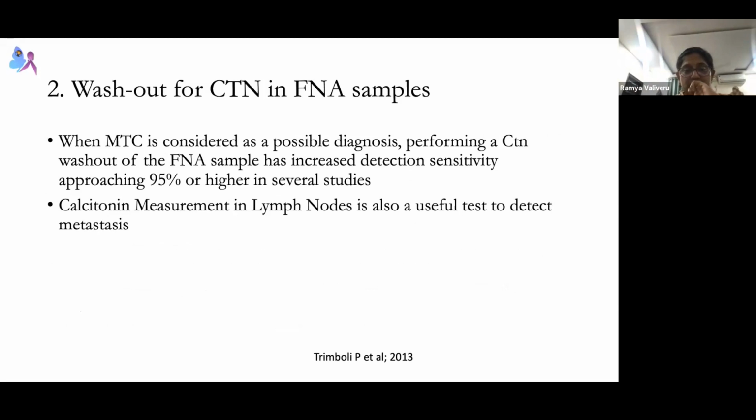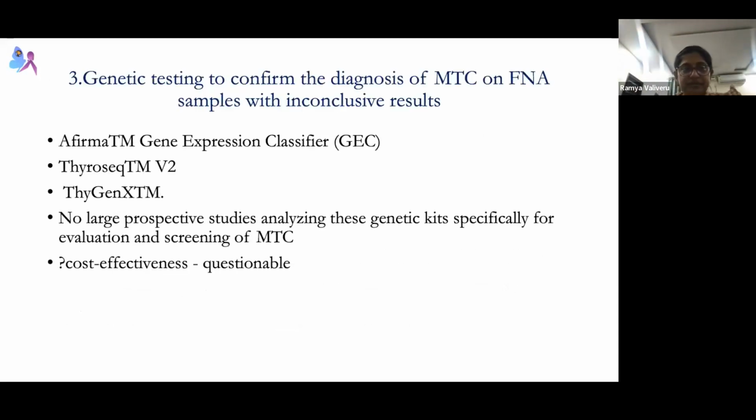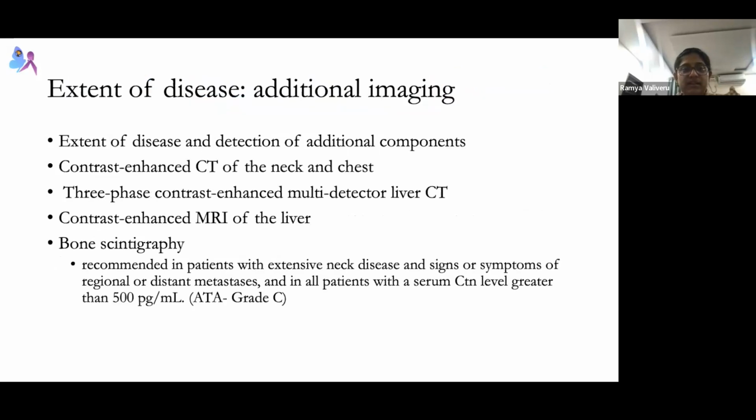So similarly, we can do calcitonin washout from lymph nodes to see if there are any metastases, instead of frozen section, of course. Genetic testing from FNA, like other thyroid malignancies, such as ThyroSeq and Thygen and all these. So cost effectiveness is questionable. We might as well do calcitonin and CEA.